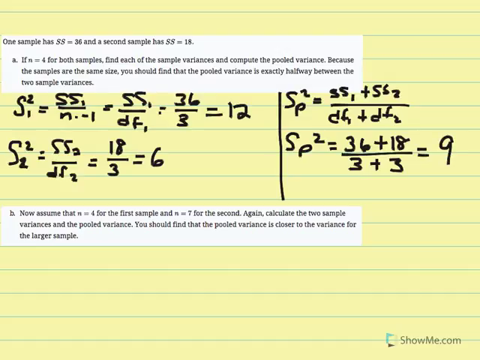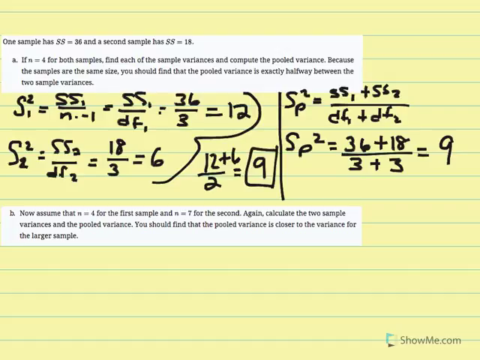Nine is our pooled variance. So again, considering these two distributions, we want to know what their pooled variance is. What they indicated in this last part of the problem was that we would notice that the pooled variance is exactly halfway in between the two sample variances. So what they're saying is if we average the variances of the two, 12 plus 6, divided by 2, if we just want to average those variances. So 12 plus 6 and divide by 2, and we get 9.